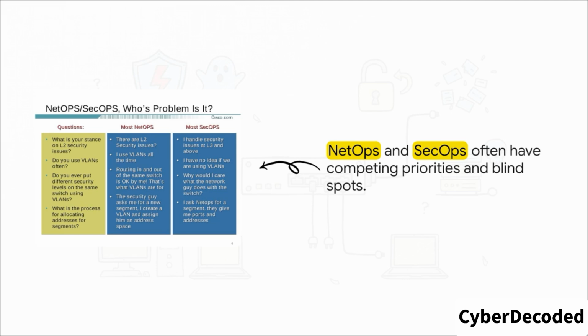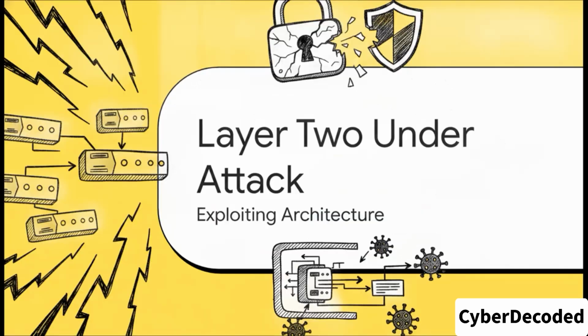Security operations, SecOps, on the other hand, are focused on boundaries, firewalls, and catching threats at layer 3 and above. SecOps often just assumes the foundational switching layer is, well, just dumb plumbing, leaving them entirely blind to underlying layer 2 vulnerabilities. And trust me, this gap in visibility is exactly what attackers love to exploit. Let's dig into exactly how they do that in Section 5, Layer 2 Under Attack.